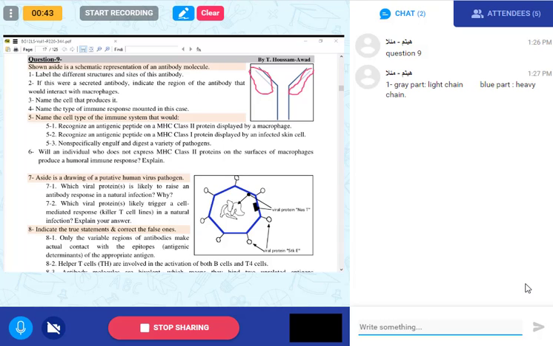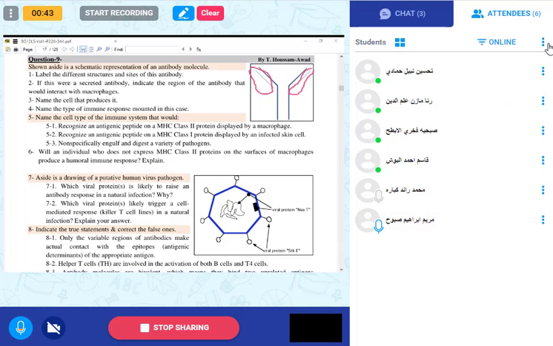Yes. Okay, the lower part, according to its structure, is called what? Do we call it constant or what? Or fixed part? Okay, fixed part, if you want to say. And the upper part is called variable part. These are the parts of the antibody.